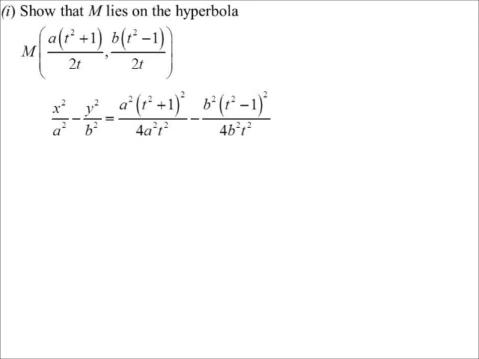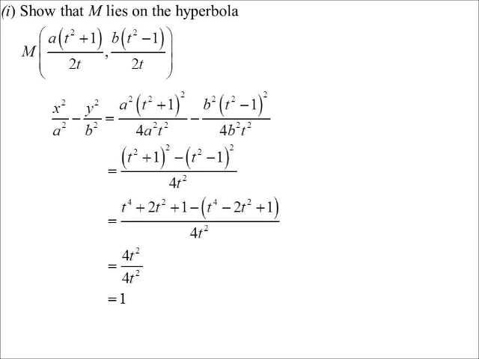The a squareds and the b squareds cancel. I get a common denominator of 4t squared. So I have t squared plus 1 squared. Oh, gosh, I should have noticed that. Look, I expanded the whole thing out. But I could have gone perfect square minus perfect square. So I would have been left with 4 times the product. So I could have gone straight to 4t squared there. But anyway, we come up with 1, and that's what we're looking for as our answer. So yes, M is on the hyperbola.